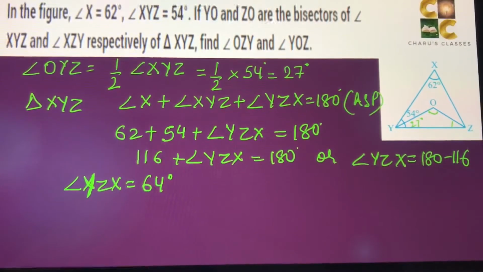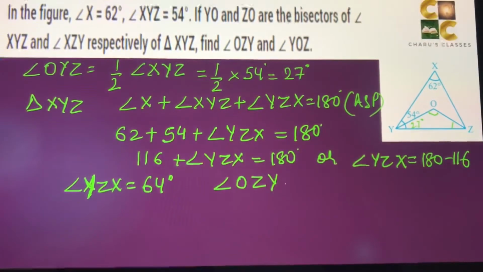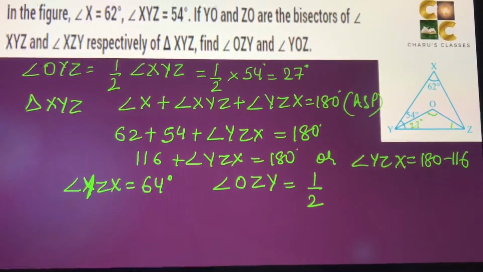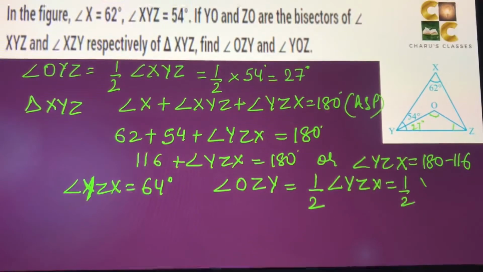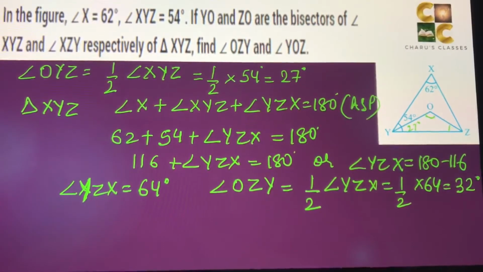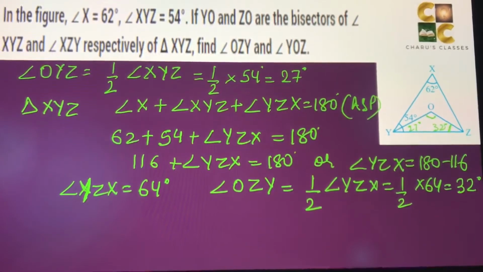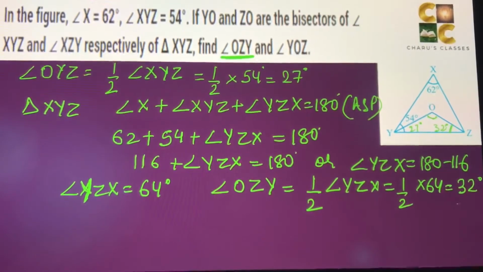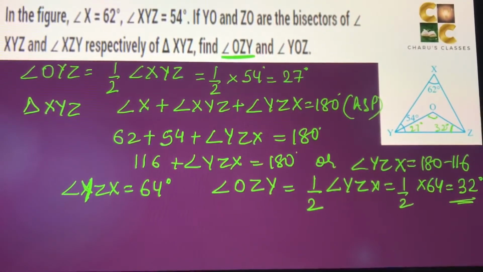And we know that angle OZY is half of that, because it's the bisector. So angle OZY is half of the complete angle Z, that is half of angle YZX, which is half of 64 degrees, which is 32 degrees. So this has come as 32 degrees. Angle OZY we have already found out, which has come as 32 degrees, and we need to find angle YOZ.